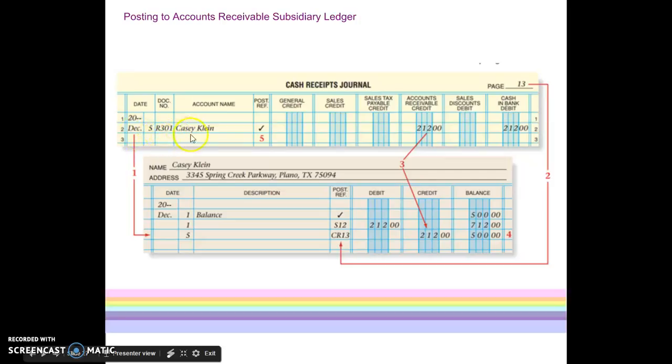We would take the transaction on December 5th. We would reference the Casey Klein subsidiary ledger account in the accounts receivable ledger. We would then transact the transaction from December 5th. The post reference is that it comes from Cash Receipts Journal, page number 13. The amount is credited, that's in the accounts receivable credit column of the Cash Receipts Journal, 212, and then the balance is updated. So this is the posting of a subsidiary ledger transaction in the accounts receivable ledger.